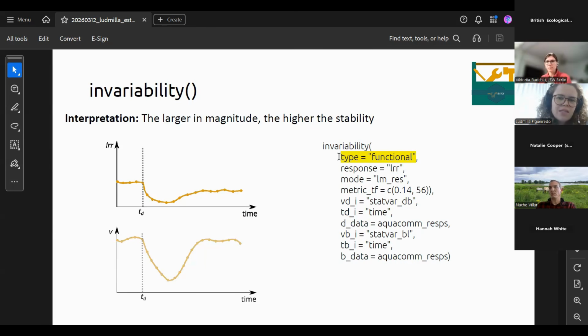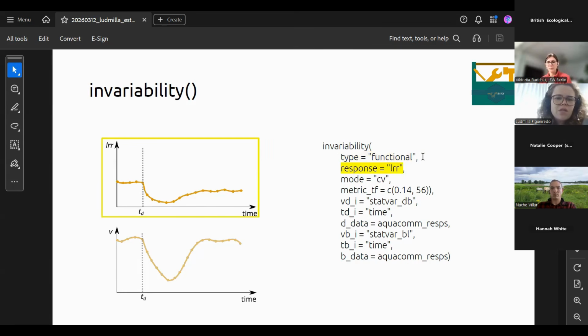Stability, as I said, this is literally what the function looks like. So you define which type of metric you are addressing. So in this case, it's a functional. We are using a single state variable, right? We'll use the log response ratio as our way of comparing the disturbed and undisturbed states.